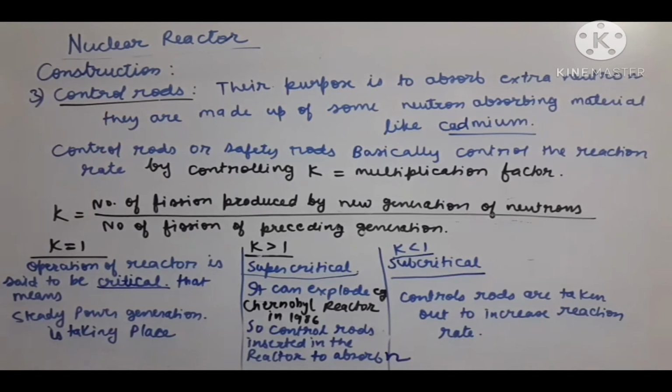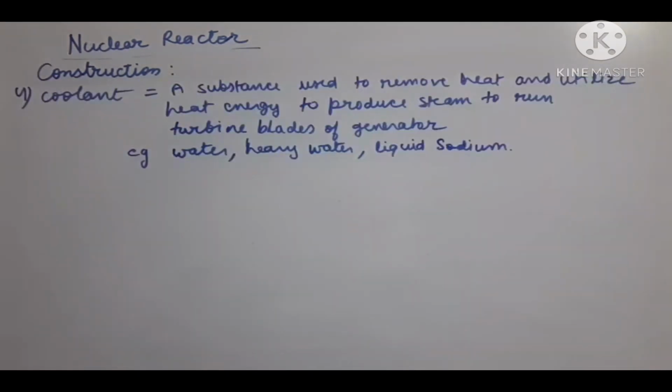Okay. Into the fourth part of construction. Now the fourth part is the coolant. Now we are saying that in each fission reaction around 200 mega electron volt energy is produced. Now how do we use this energy to convert it to electricity?